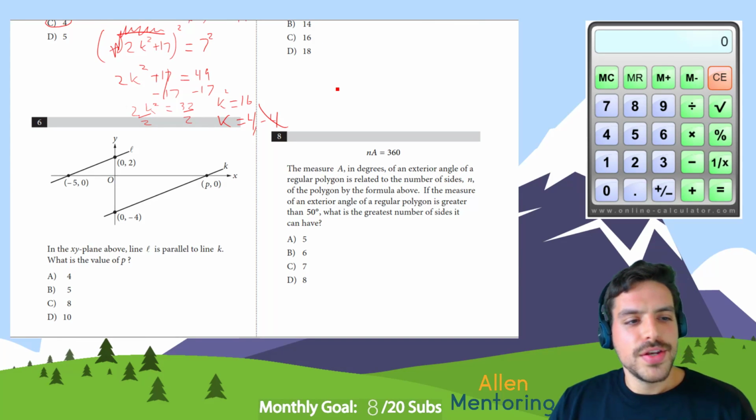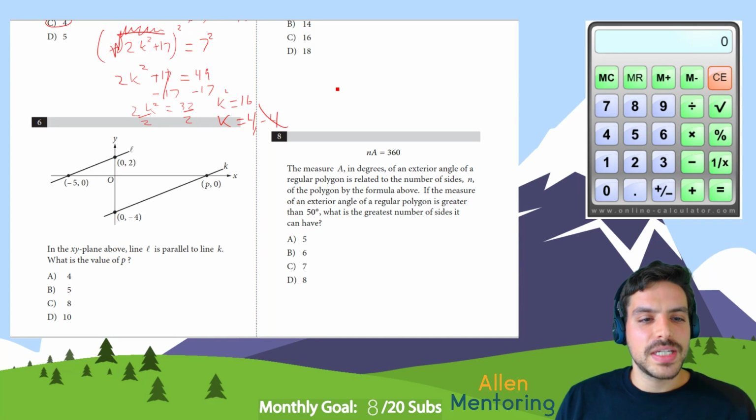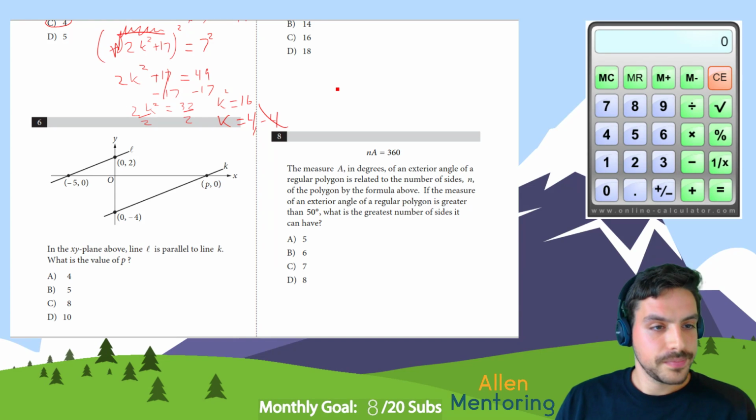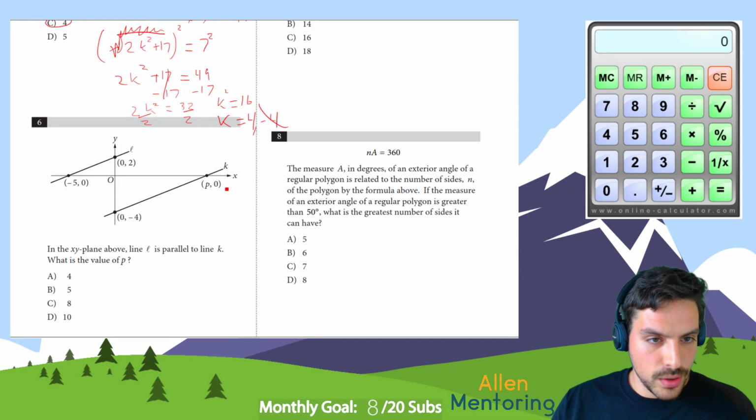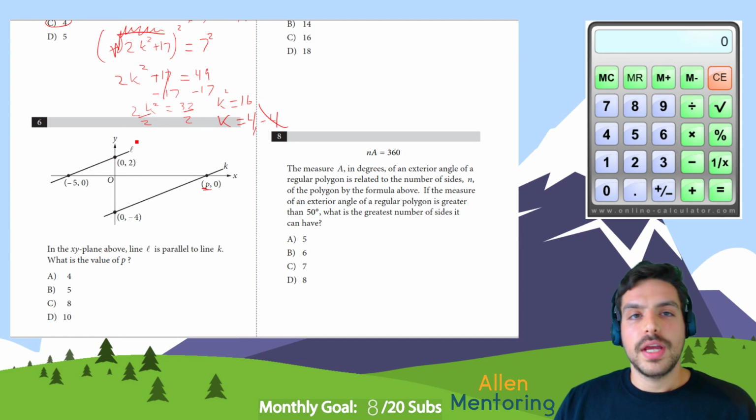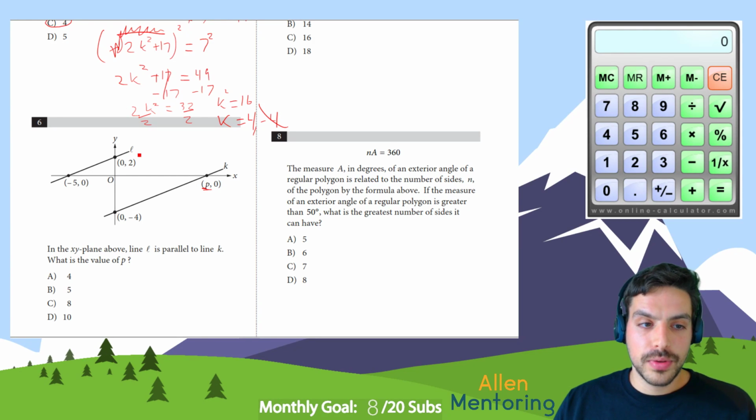Alrighty, number 6. In the xy plane above, line L is parallel to line K. What is the value of P? Okay, so our goal is to find out, bam, right there. And so what do we know? We know that these two lines are parallel. And if two lines are parallel, we know that they have the exact same slope. So that's going to help us, right? This line has the same exact slope as this line.